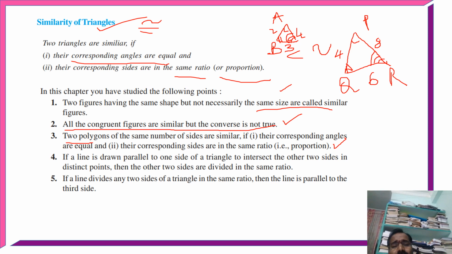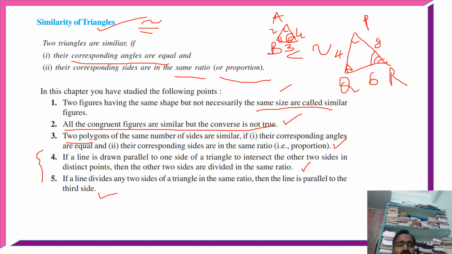If a line is drawn parallel to one side of a triangle and intersects the other two sides in distinct points, then the other two sides are divided in the same ratio. That is called Thales theorem. If a line divides two sides of a triangle in the same ratio, then it is parallel to the third side. This is the converse of Thales theorem.